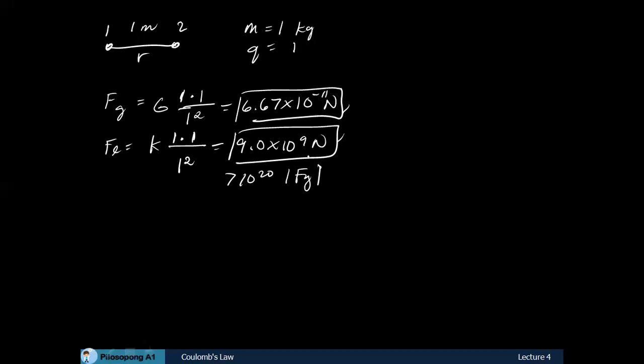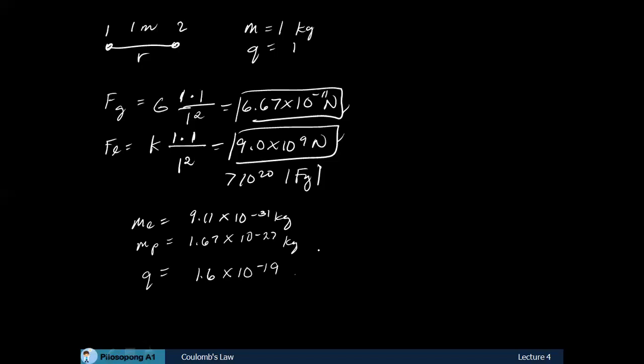Let's have a more concrete example using the attractive force between an electron and a proton in a hydrogen atom. So what information do we need to get first? The mass of an electron is equal to 9.11 times 10 raised to negative 31 kilograms. And the mass of the proton is 1.67 times 10 raised to negative 27 kilograms. And then one charge, Q, is equivalent to 1.6 times 10 raised to negative 19 coulomb.